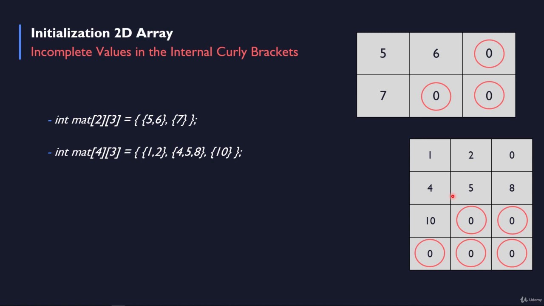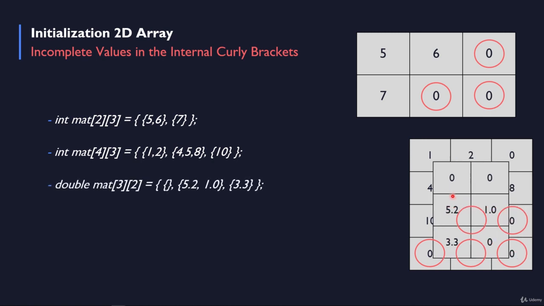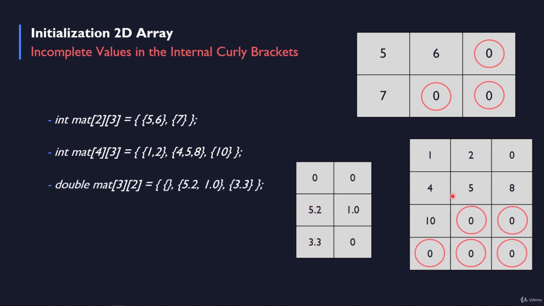So let's move on to our last example here that I just wanted to mention to you. Here in the first row we specify empty curly brackets, okay, so it will be filled with zeros, because we don't have any column.